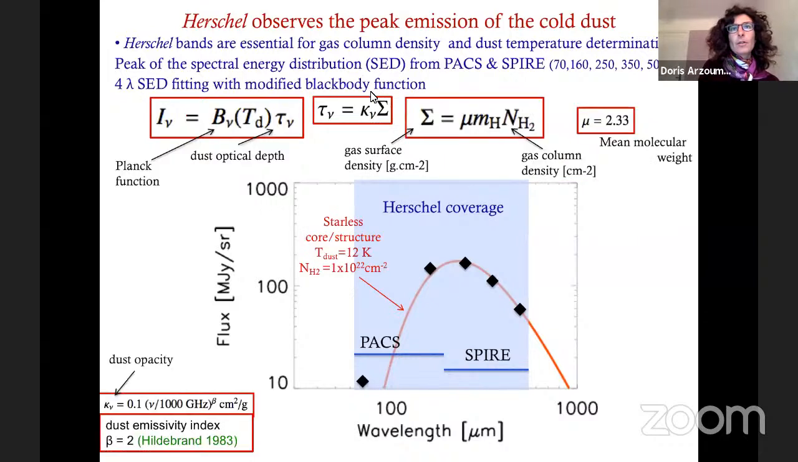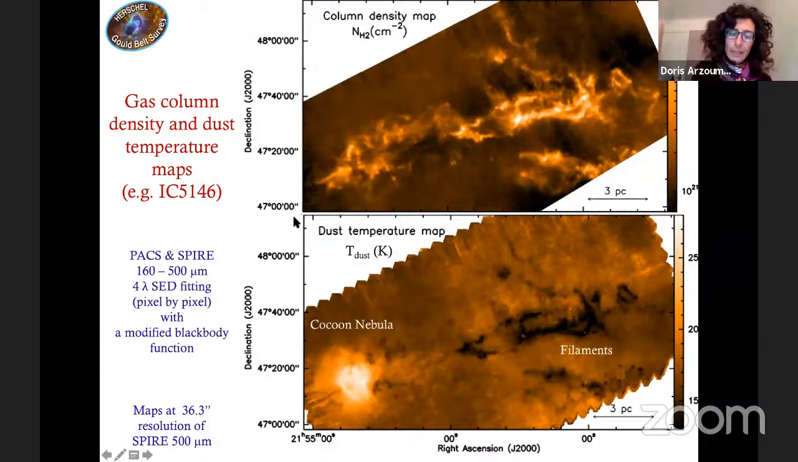So then another quantity that we usually use is the gas column density, which is proportional to the surface density that we have here. And so basically, when we have these 4 or 5 wavelengths from the observations, we fit these observations with this kind of function where we have 2 unknowns. We have the dust temperature, and then we have the gas surface density or column density. And so then we can do this pixel by pixel towards all the maps that we observed. And then we can derive column density maps and dust temperature maps.